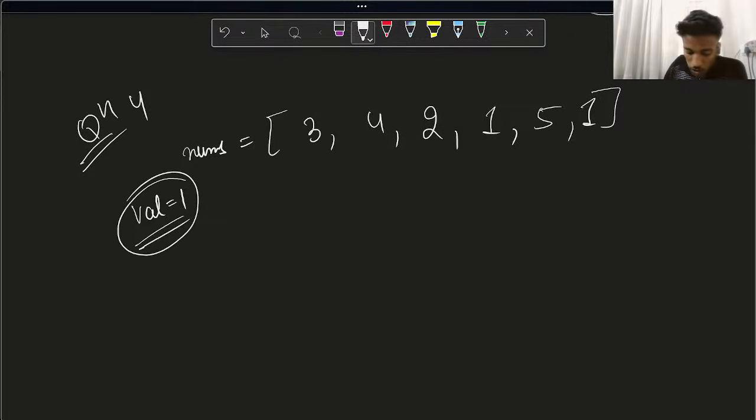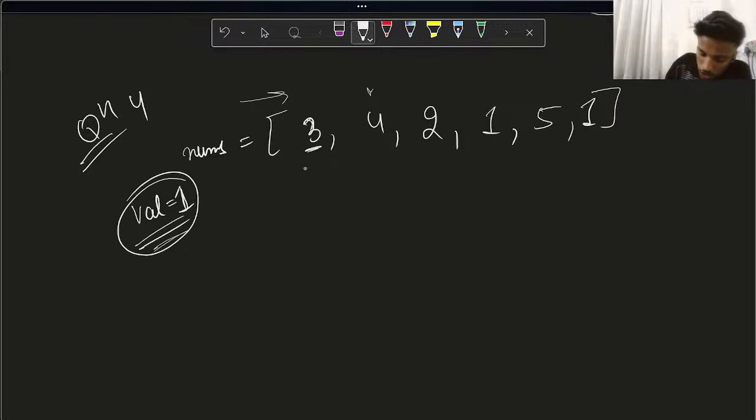What do you want to do? You start iterating sequentially over the nums array. Now you can either multiply this val by nums of I, divide it by nums of I, or leave val as it is and go to the next index.